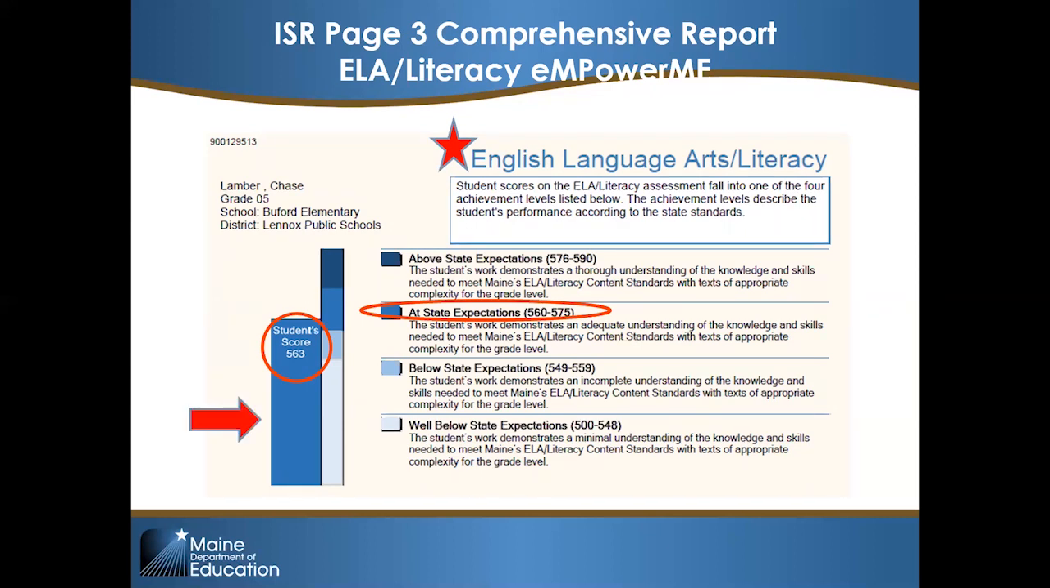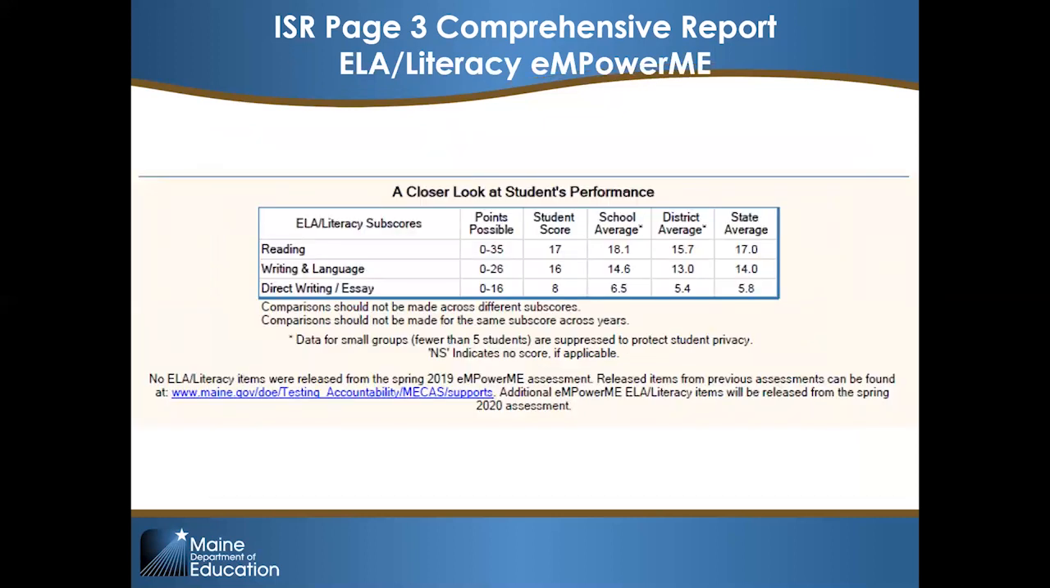The bar graph on the left shows the corresponding color of at state expectations, next to the thin bar showing the distribution of all statewide students' results in all 4 achievement levels. The bottom section of the general Empower Me ELA Literacy ISR shows a closer look at the student's performance.